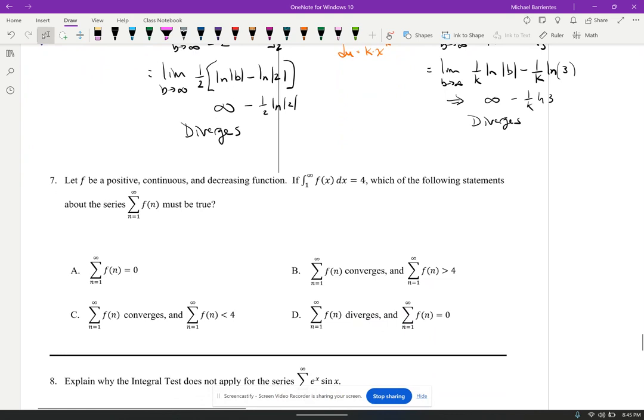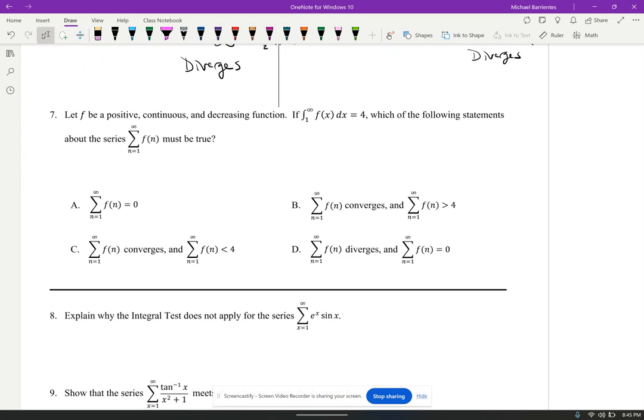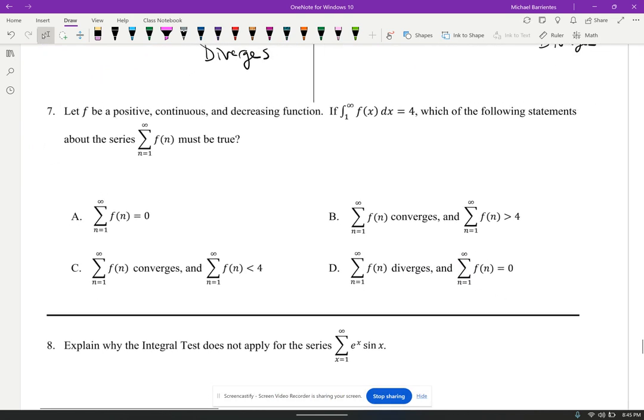Now, when I look at number 7, and this will be the last one, although number 8 looks kind of fun. We'll come back to it maybe in another video. Number 7: let f be a positive, continuous, and decreasing function. All right, so I know I have the conditions met. If the integral from 1 to infinity of f of x dx equals 4, which of the following statements about the series sigma from n to infinity of f of n must be true?